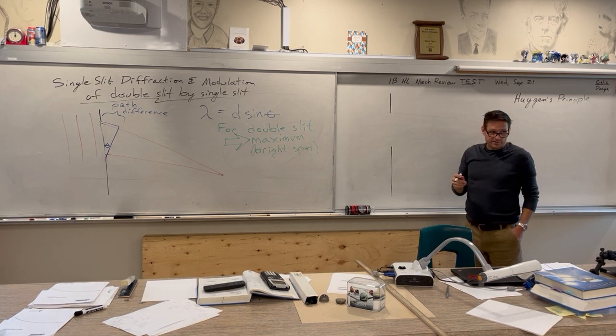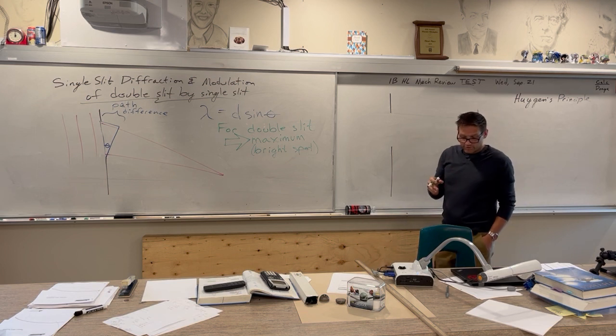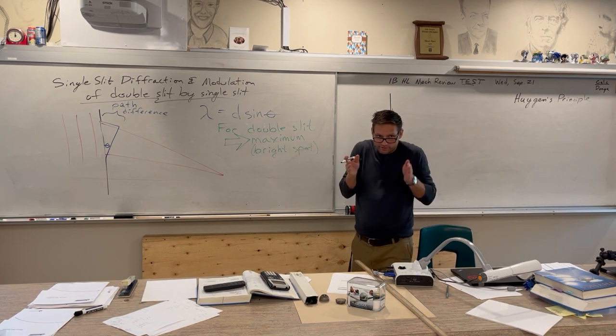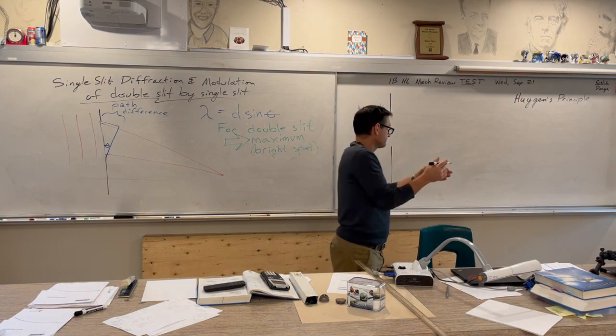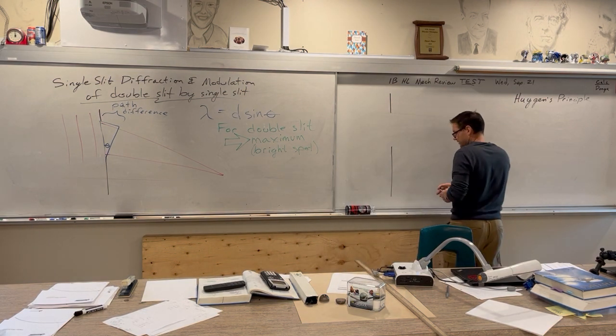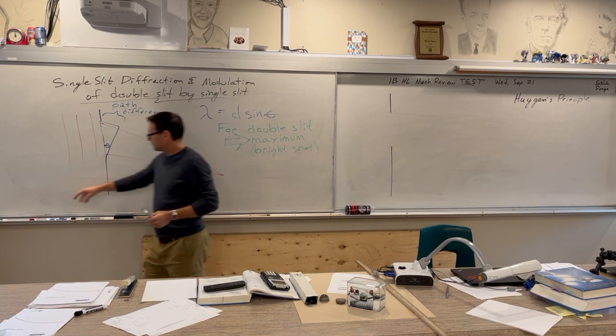Huygens' principle says that a beam of light is not a single beam with edges, but actually, if I draw a beam of light, I'll do it in red.